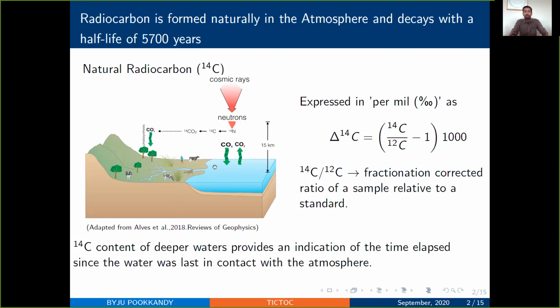which is called the ventilation. Oceanographic C14 is typically reported as delta C14, which is expressed in per mil units. It is the ratio of C14 to C12 of a sample relative to a standard, with corrections applied to account for fractionation effects.